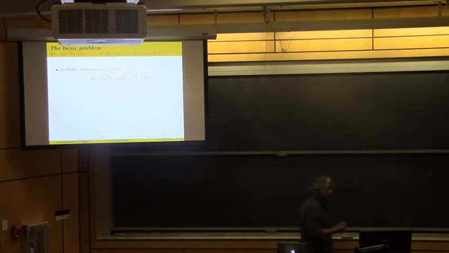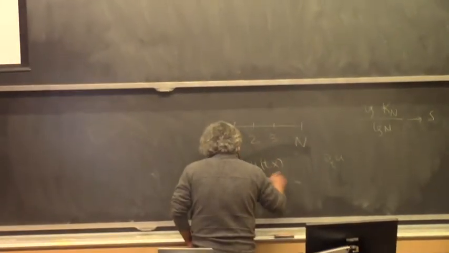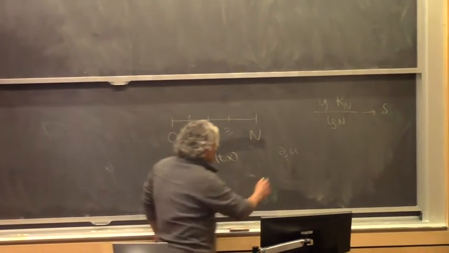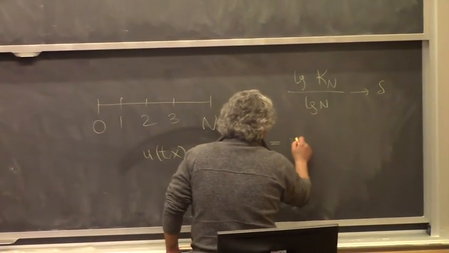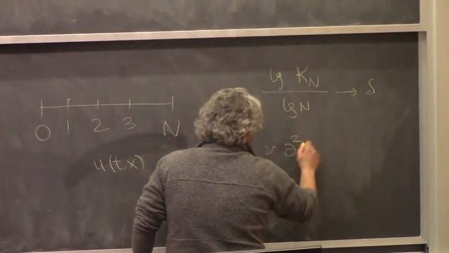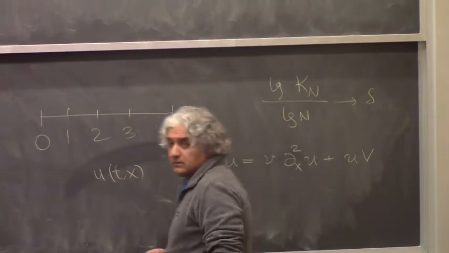So if you look at the KPZ equation, it's not quite the same as this. U now is U of t,x. X is one-dimensional. T is time, X is space. And you look for solutions to the following PDE. There could be a nu here, it doesn't matter. And this is just the second derivative in X plus U times V.